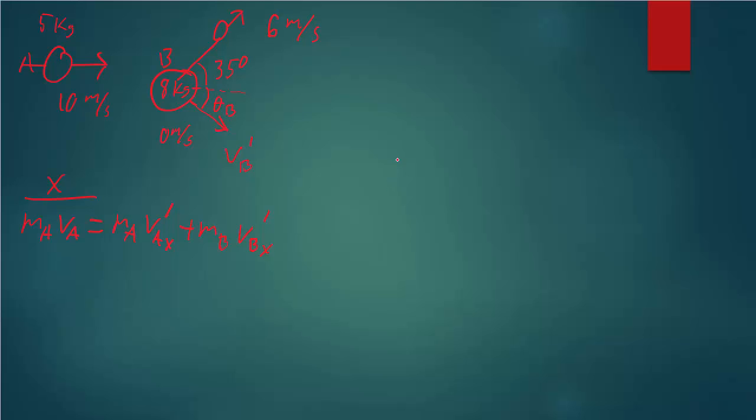Okay, in the y direction, I'm going to move up here just to give myself a little more room. We start out with no momentum in the y direction, so we have 0 equals MA VA y prime plus MB VB y prime. So that's where we start, and the rest is just filling in the details. I'm going to start plugging in numbers here.